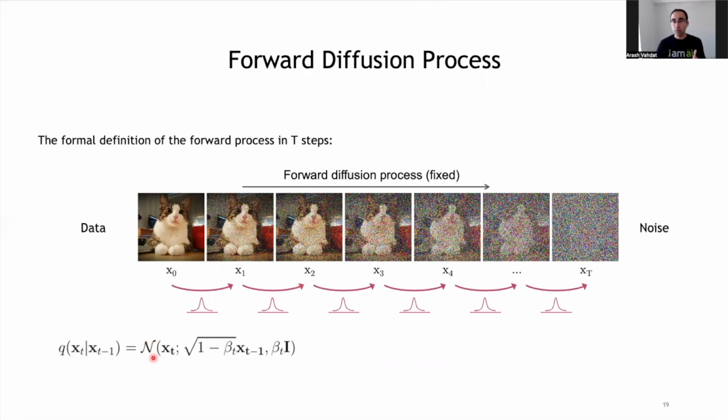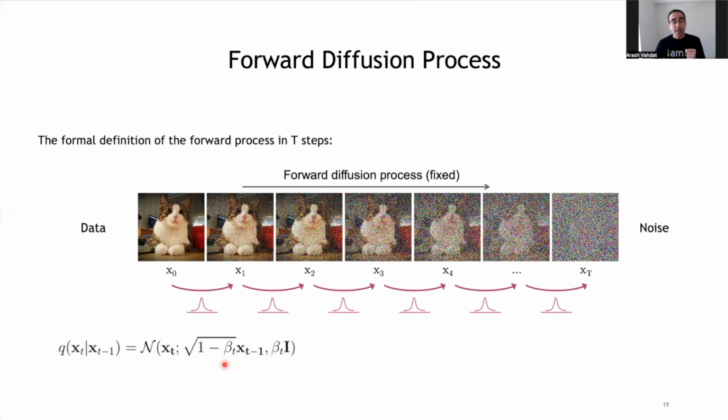As I said, it's a normal distribution over the current step, xt, where the mean is denoted by this square root of 1 minus beta t times the image at the previous step, and this beta t representing the variance. For the moment, assume that this beta t is just a very small positive scalar value. It can be like 0.001, something like this.